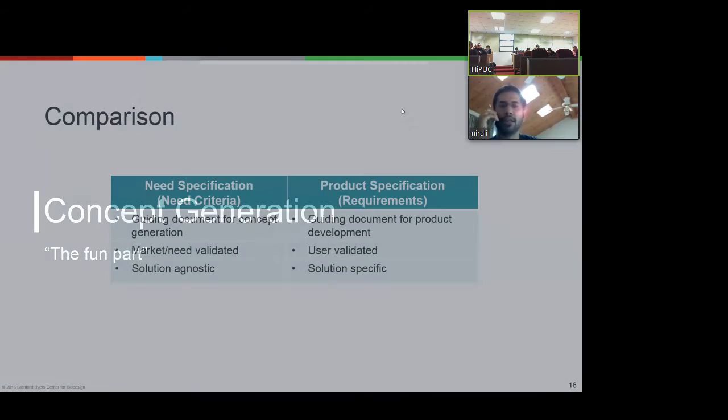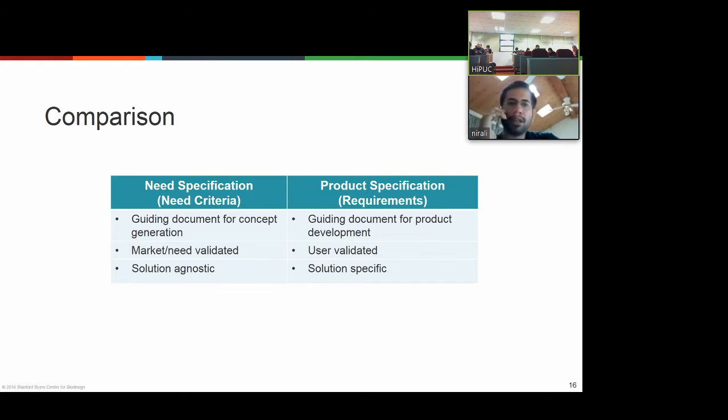Okay, so the comparison here is between needs specification and product specification. If any of you have worked in the industry before, you may have heard this phrase, product specification. But they're very different from a needs specification. The needs specification is the guiding document for concept generation, which we're going to talk about next. The product specification is the guiding document for product development, which is once you've identified a concept, you keep going to develop it further. The needs spec is market need validated, while the product spec is user validated.